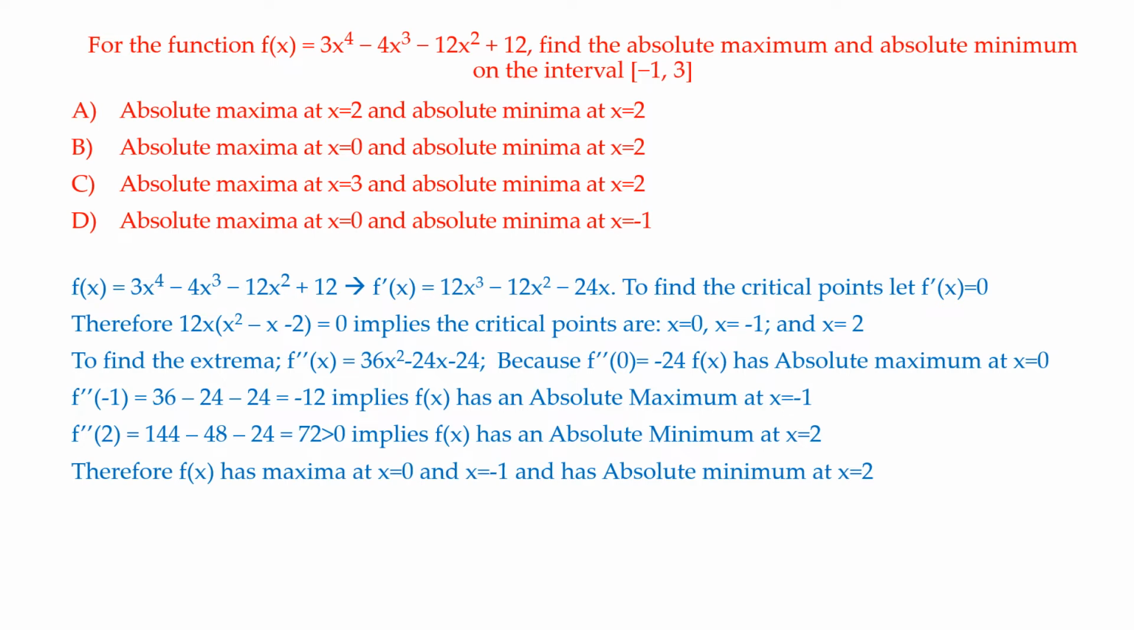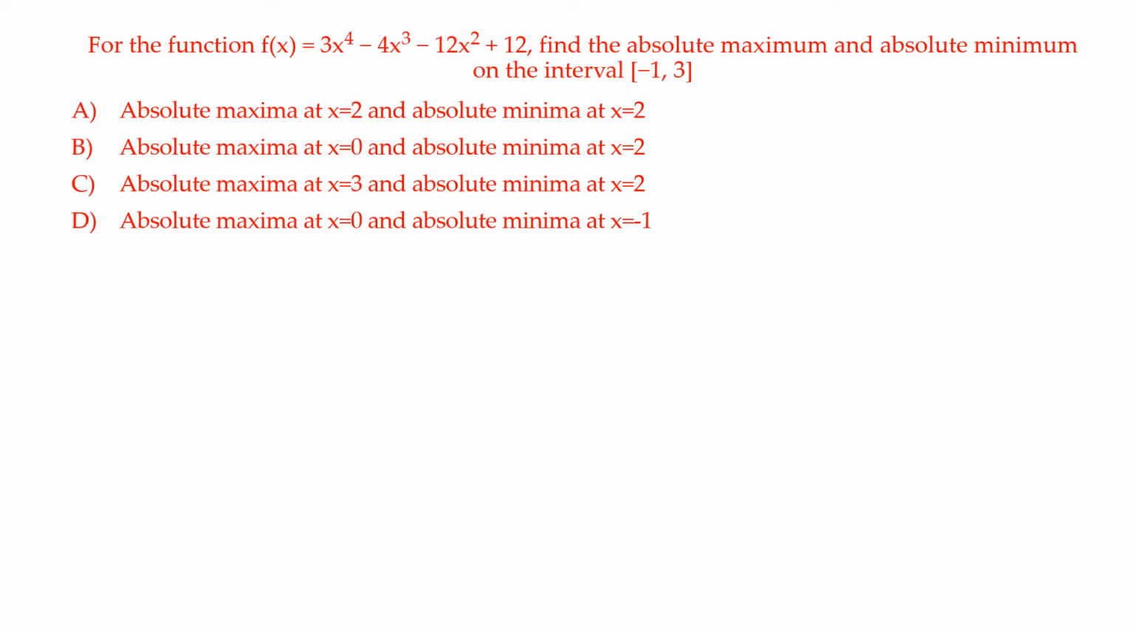Therefore, f of x has maxima at x equal to 0 and x equal to -1, and it has an absolute minimum at x equals 2. And the correct answer is therefore answer B, where answer B states absolute maximum at x equal to 0 and absolute minimum at x equal to 2. It didn't mention the third one, but that is fine. That's it for this one. Let's go to the next question.